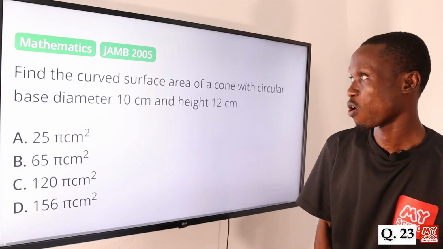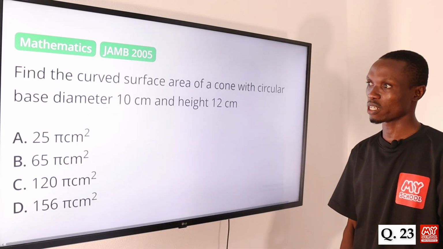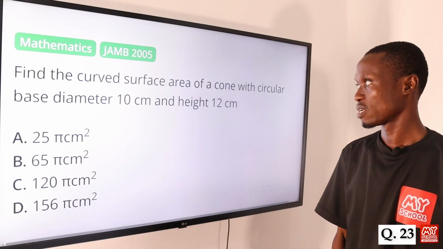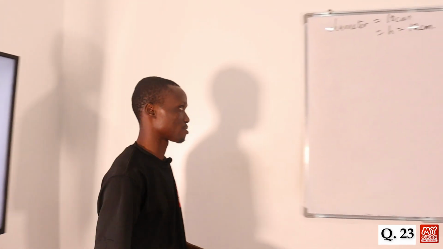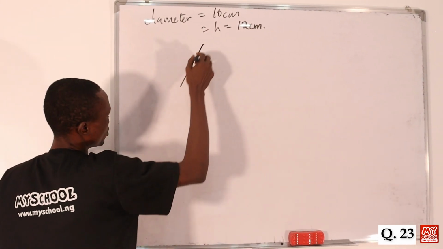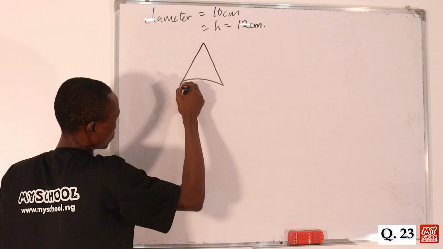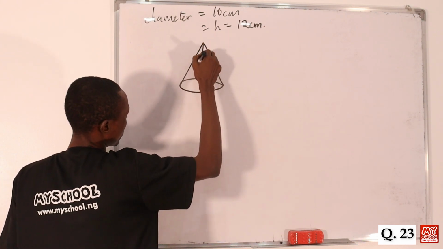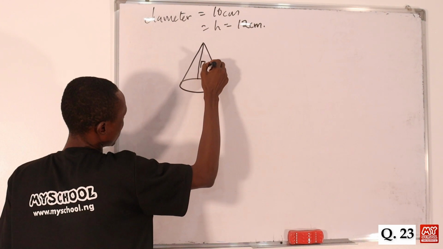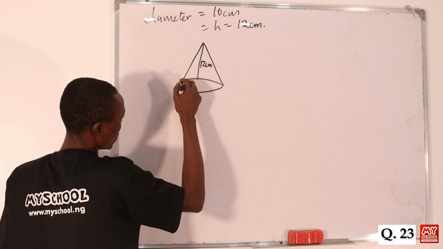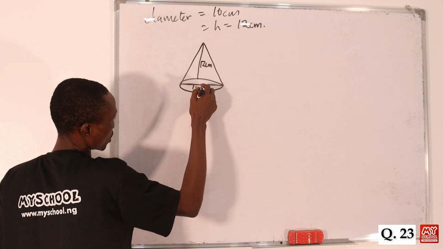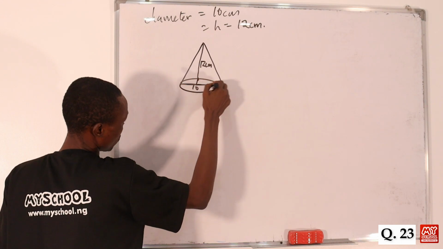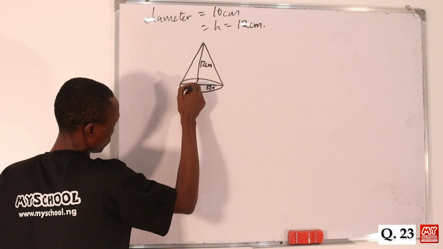Question 23. Find the curved surface area of a cone with circular base diameter 10 centimeters and height 12 centimeters. So let's move over to the board to answer this question. Let's make a sketch of the cone, okay? So this is the cone, and we are told that the height is 12 centimeters, and the base diameter, that is the whole of here, is 10 centimeters. So half of it is going to be 5 centimeters. So here will be 5 centimeters, and here will be 5 centimeters.